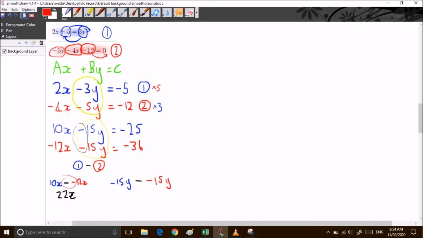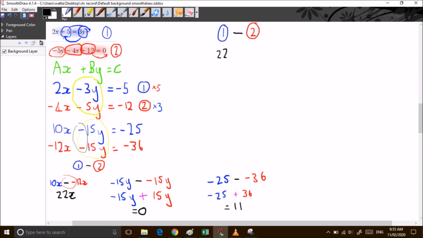Then we've got negative 15y minus negative 15y. Because the two minuses make a positive, that leaves us with negative 15y plus 15y, and that brings us to 0, which is the whole point, to get rid of the y variable. Same thing for the constants. Negative 25 minus negative 36 is the same as negative 25 plus 36. And that leaves us with the number 11. Okay, so the result of equation 1 minus equation 2 leaves us with 22x. The y variable has been eliminated, and that is equal to 11.